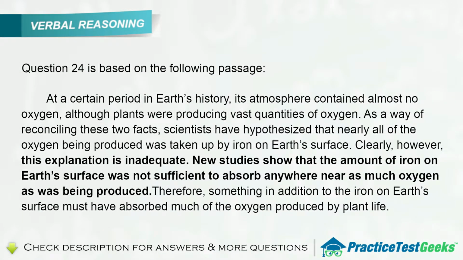Question 24 is based on the following passage. At a certain period in Earth's history, its atmosphere contained almost no oxygen, although plants were producing vast quantities of oxygen. As a way of reconciling these two facts, scientists have hypothesized that nearly all of the oxygen being produced was taken up by iron on Earth's surface. Clearly, however, this explanation is inadequate. New studies show that the amount of iron on Earth's surface was not sufficient to absorb anywhere near as much oxygen as was being produced. Therefore, something in addition to the iron on Earth's surface must have absorbed much of the oxygen produced by plant life.